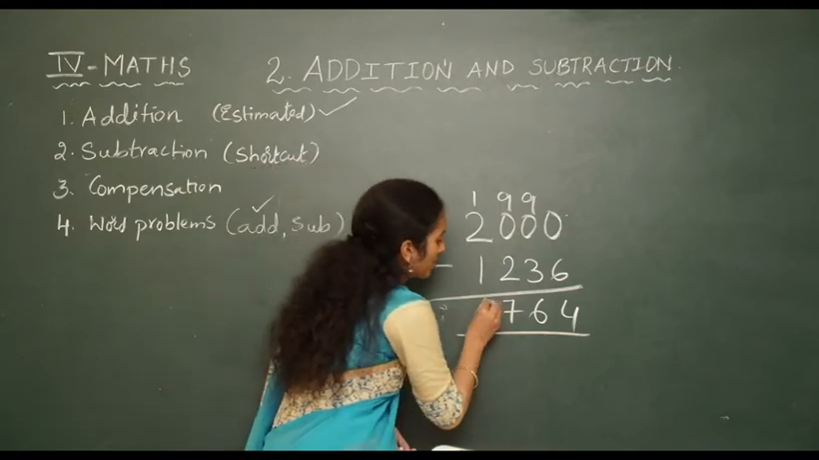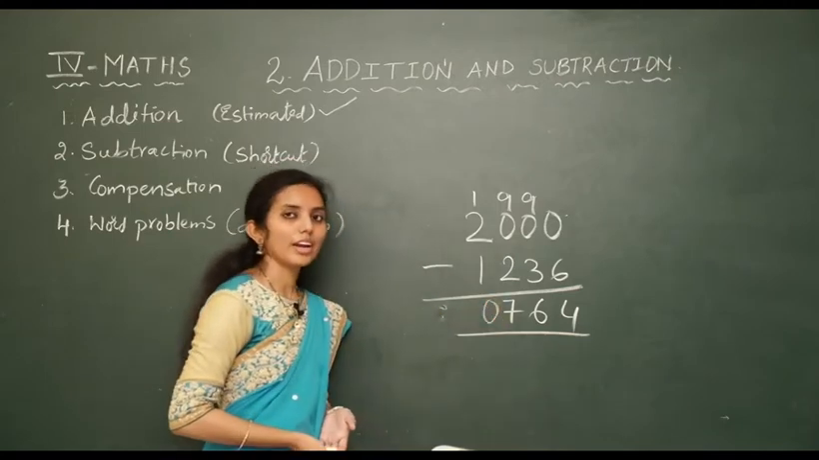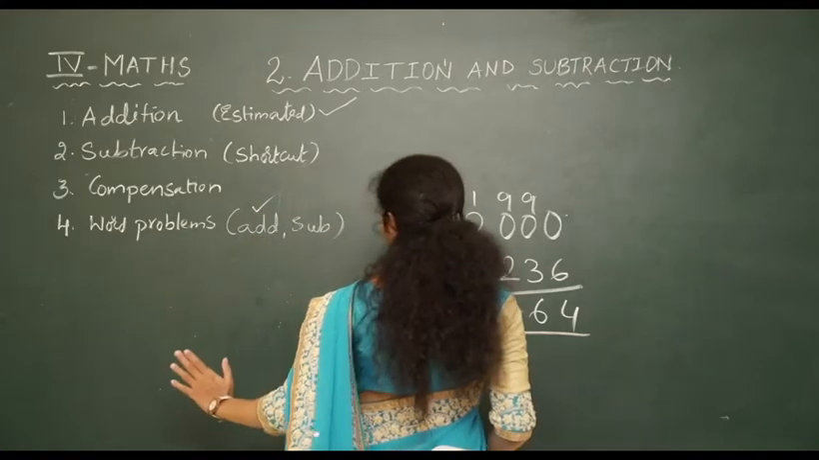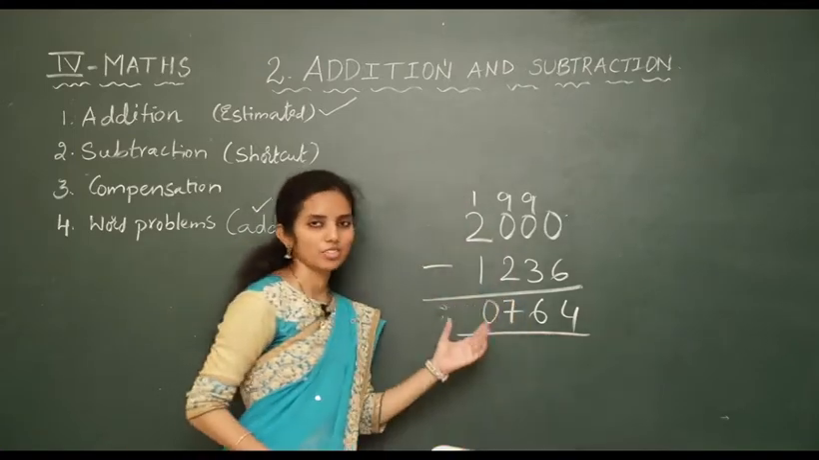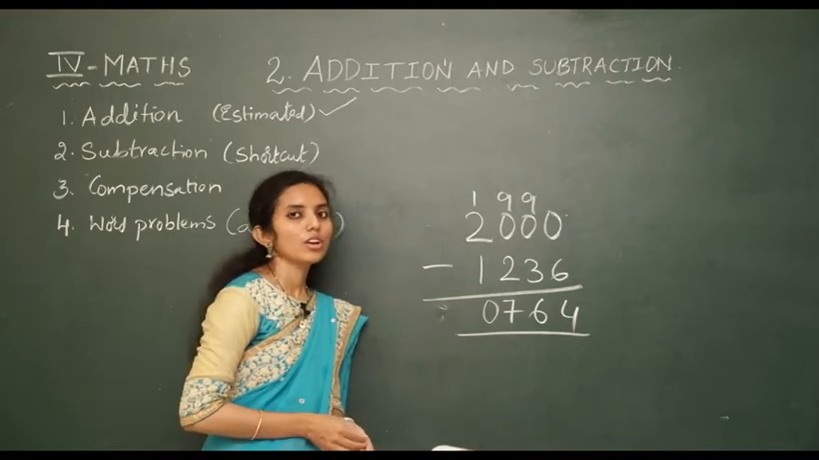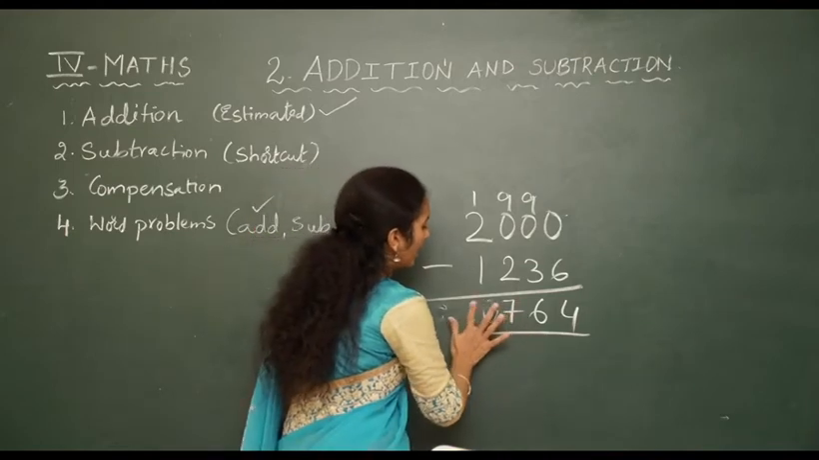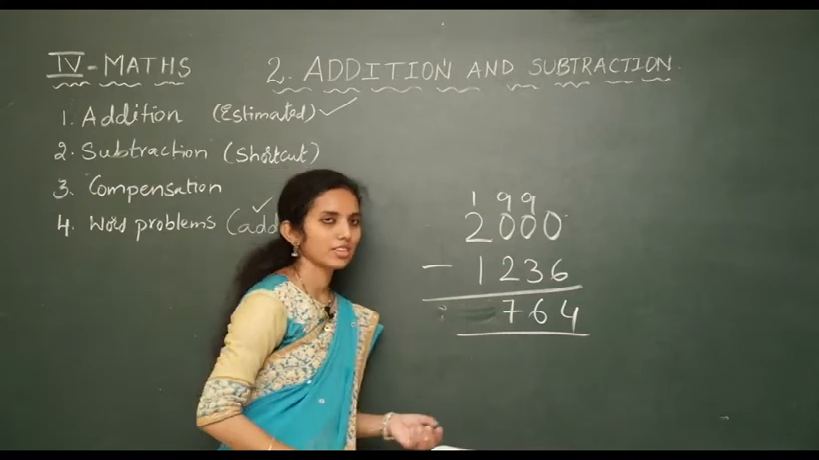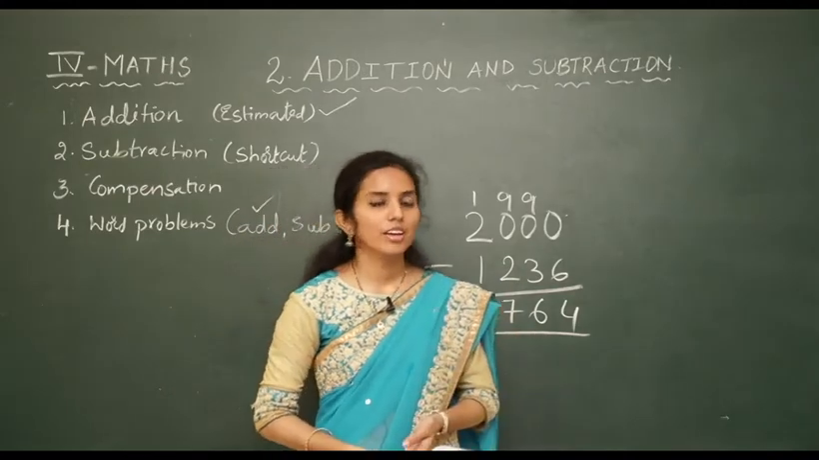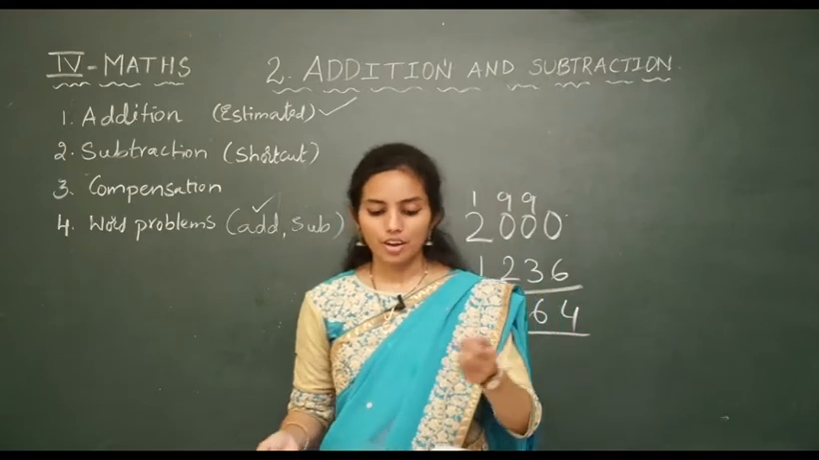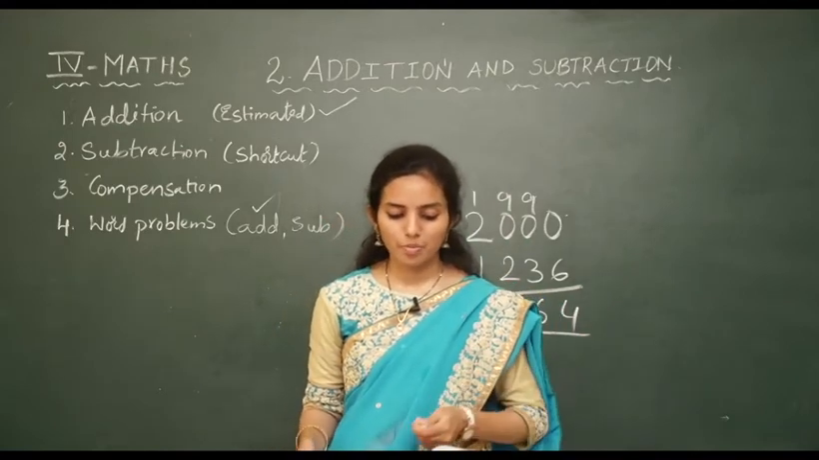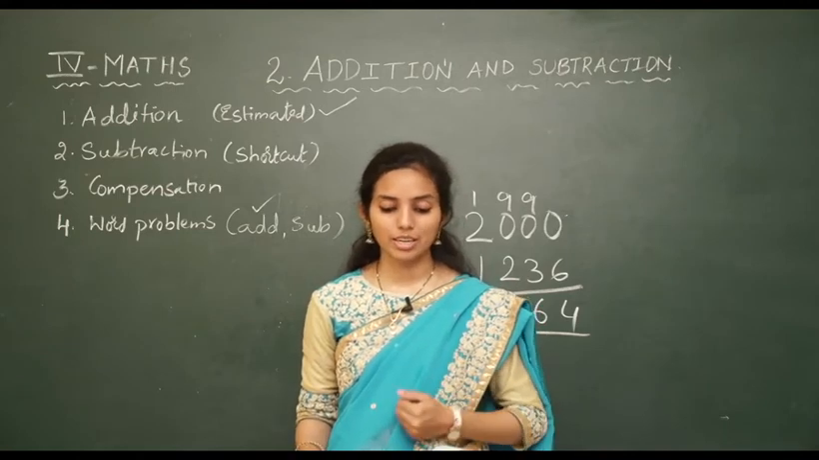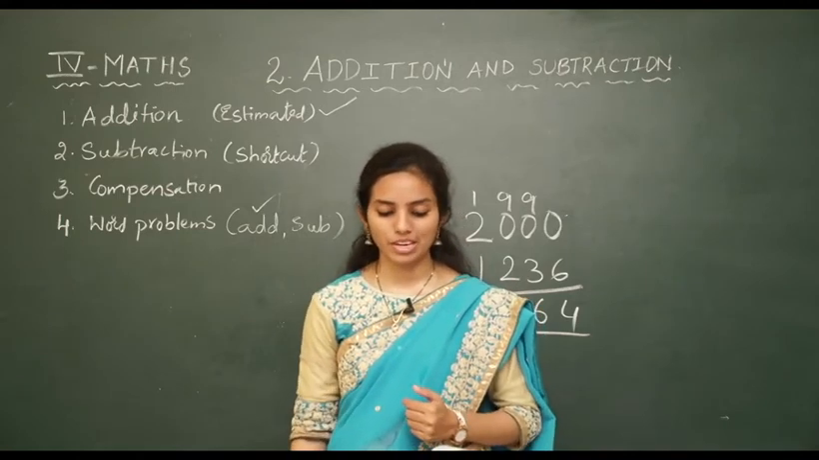Even if we place 0 here, it doesn't add any value to the number. A 0 written at the left corner of a number does not give any value to the number. So better not to add 0 in this place. So the difference is 764. There are a few more examples for our practice. Do the subtractions and get acquainted with them.